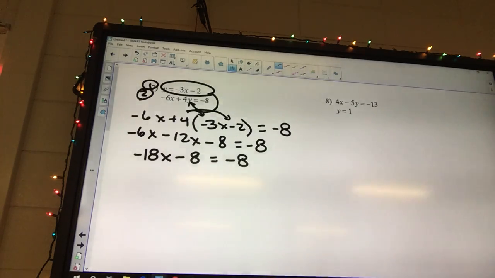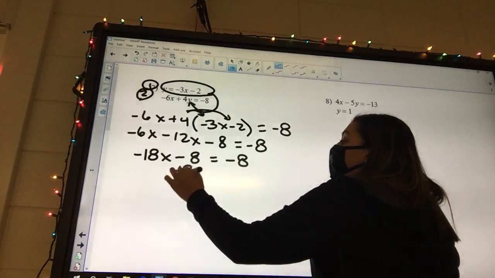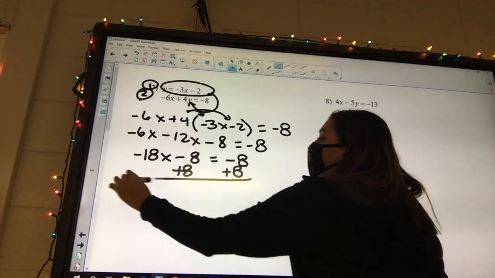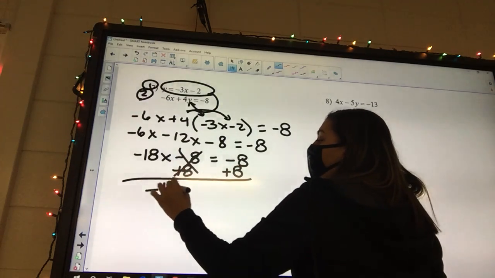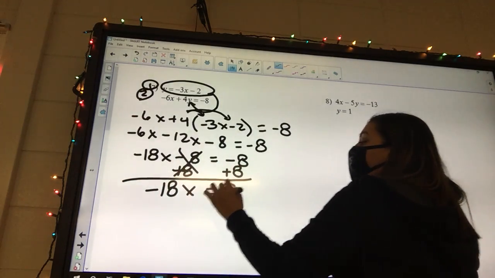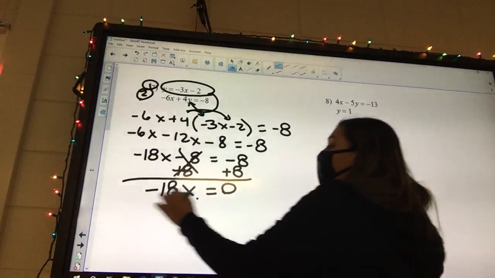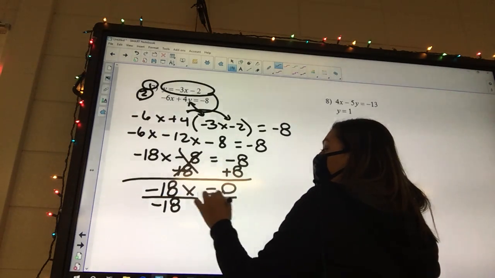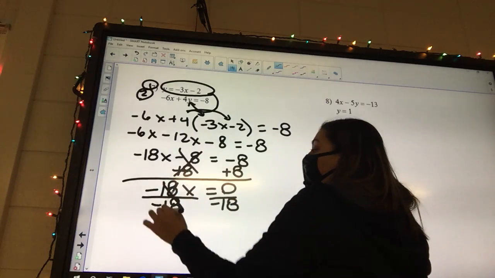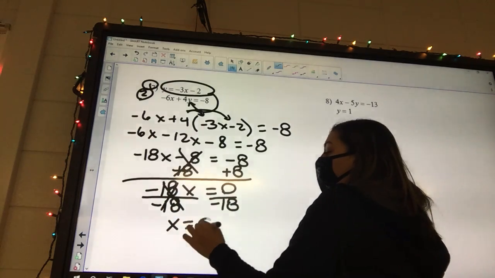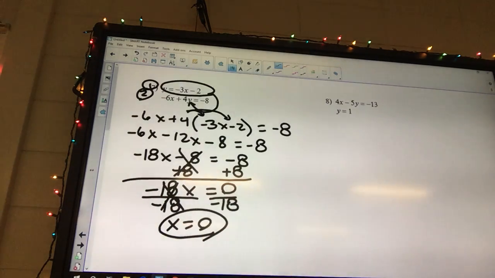What's our next step? Plus 8 on both sides. So I got negative 18x equals 0. What's our next step? Divide by negative 18. So I got x equals, and this is going to be 0. Okay, so you can circle that.